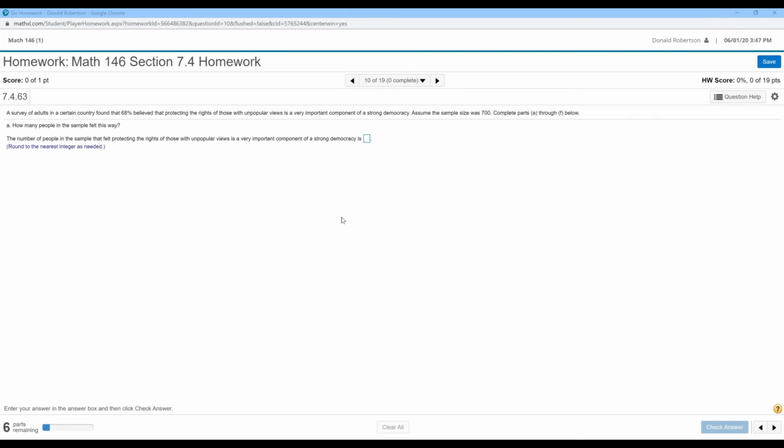Yeah. Right, okay. This question says a survey of adults in a certain country found that 68% believe that protecting the rights of those with unpopular views is a very important component of a strong democracy. I'm rather disappointed that it's 68%, but well, I guess that's not a very nice country. Now, assume that the sample size was 700. We're going to go through a set of questions, many of which are going to be just the same as what we've done. But they like to put in extra little bits, so let's talk about each of the extra little bits as they happen.